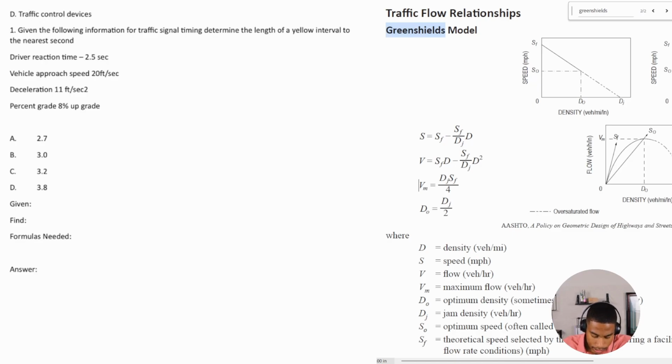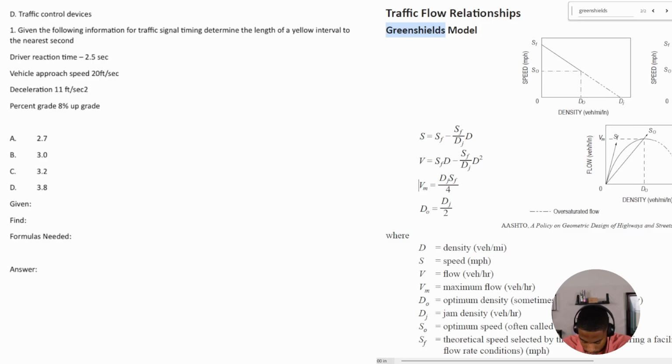So for number one, it says, given the following information for traffic signal timing, determine the length of a yellow interval to the nearest second. Okay, so we have driver reaction time, 2.5. Vehicle approach speed is 20 feet per second. Deceleration is 11 feet per second squared. And our percent grade is 8% upgrade. They're going up. Okay, so this is good information for us.